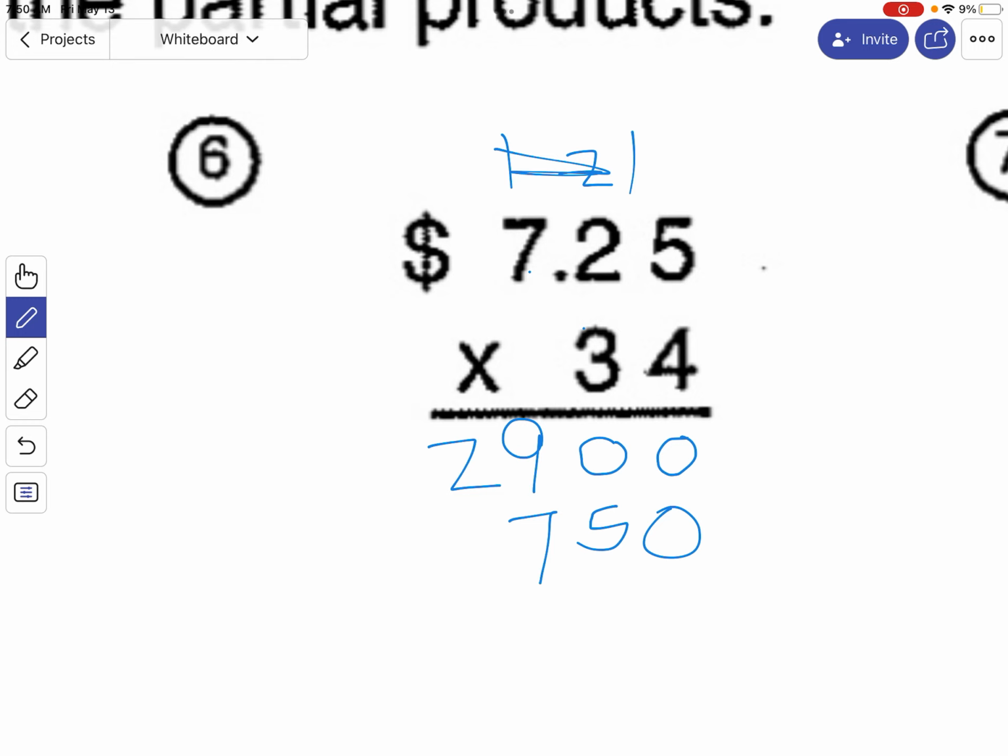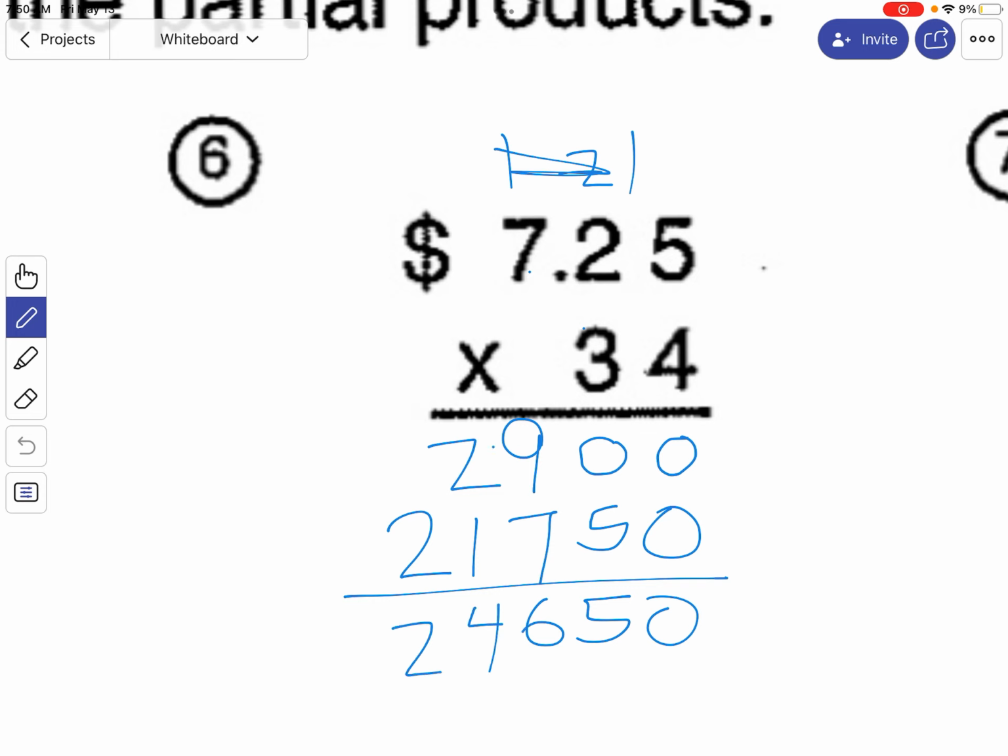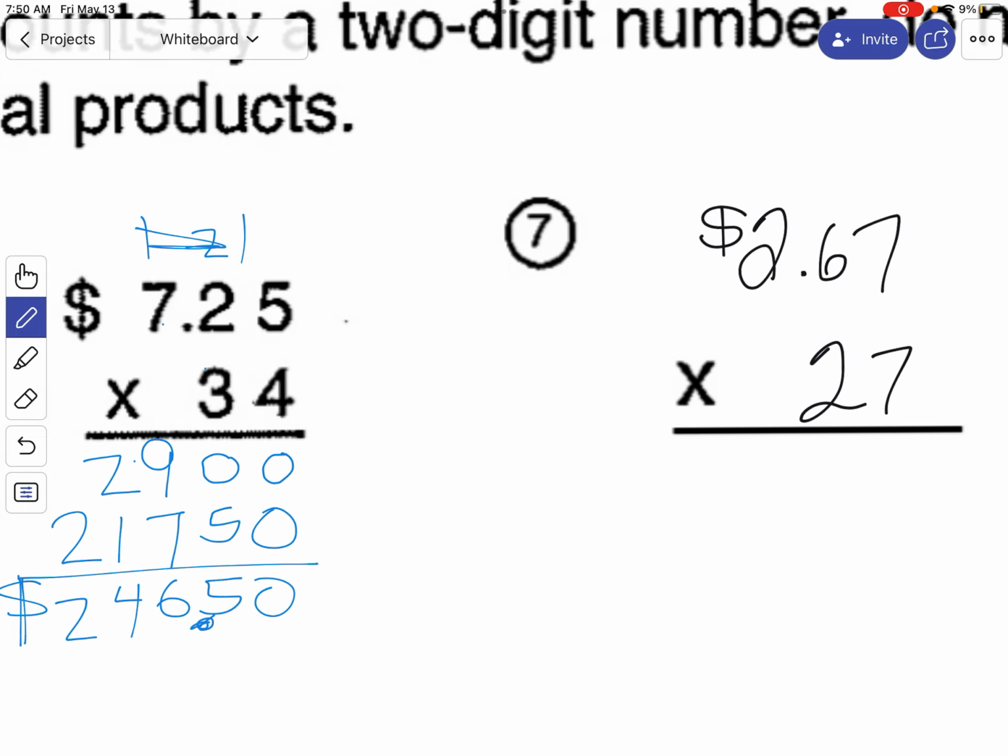And 7 times 3 is 21. 0, 5, 16, 4, and 2. And we got to put the decimal point back in there and the dollar sign right there. $246.50. Did you get it right? If not, fix your paper.